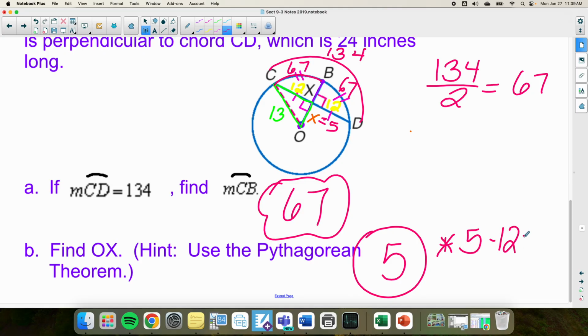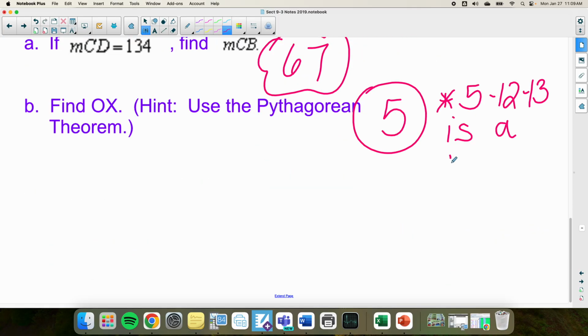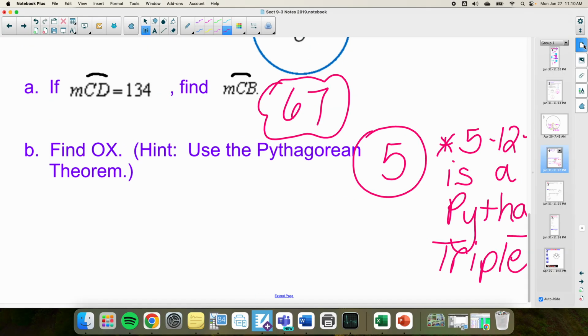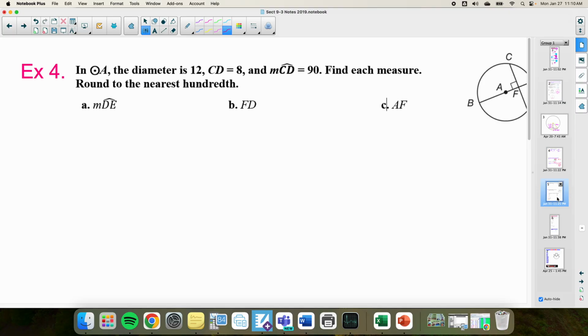If you didn't know that, then you would have to do Pythagorean theorem, if it wasn't a Pythagorean triple, or if you didn't realize it was a Pythagorean triple, sorry. Okay, let's go back here.